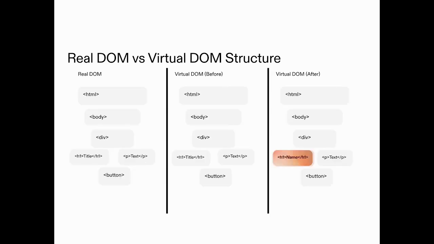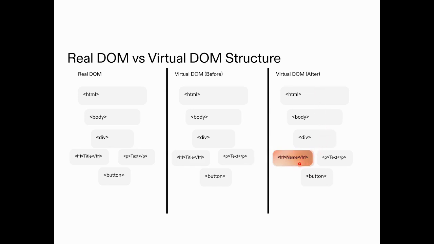Now to understand how this diffing process exactly works, let's take an example. Suppose the user clicks this button and it causes the h1 tag content to change from title to name. React does something smart here. It will create this new virtual DOM and compare it with the previous virtual DOM. This process of comparing these two virtual DOMs is known as diffing. In the diffing step, React notices that only one node has changed, that is the H1 element, and the rest of the structure is the same.